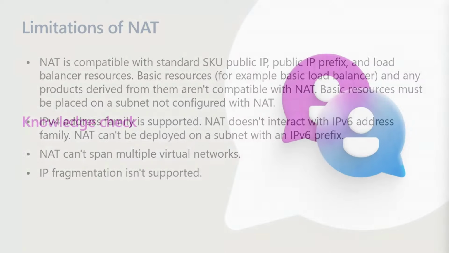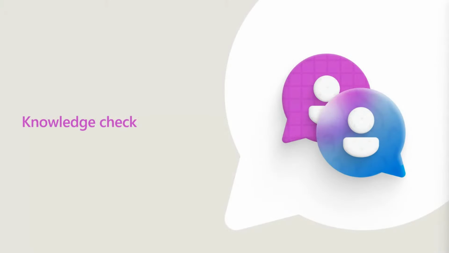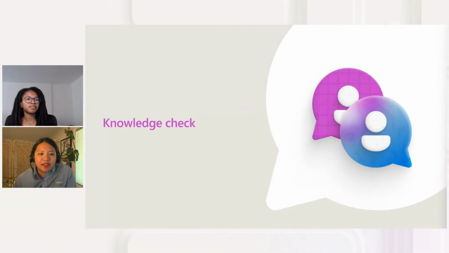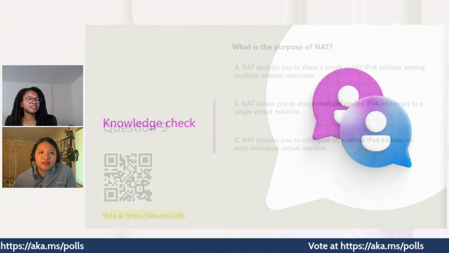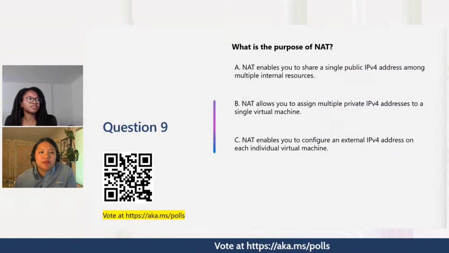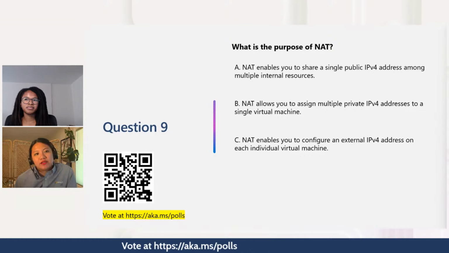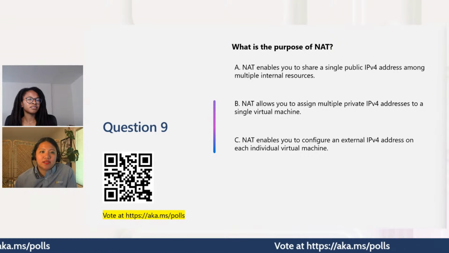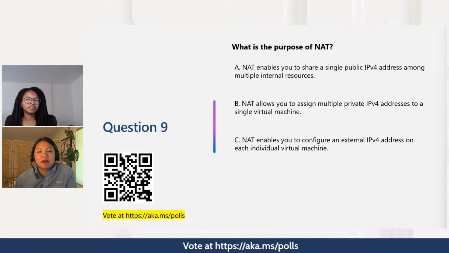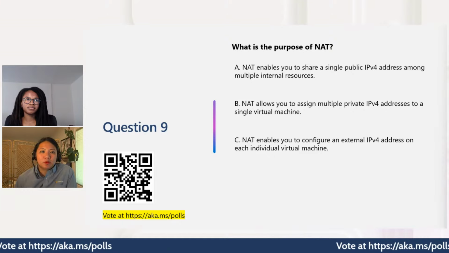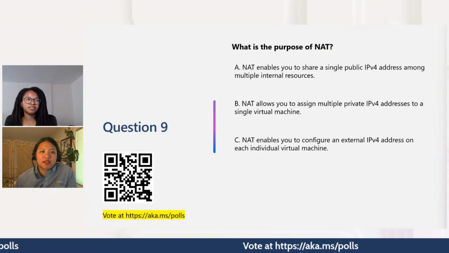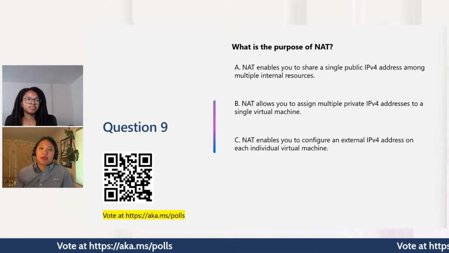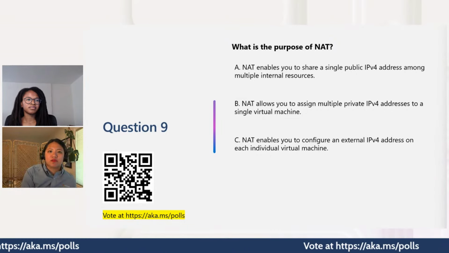So we have a couple of knowledge checks left in our last 5 minutes. The first one is, what is the purpose of network address translation? Your choices are: A, NAT enables you to share a single public IPv4 address among multiple internal resources. B, NAT allows you to assign multiple private IPv4 addresses to a single virtual machine. And C, NAT enables you to configure an external IPv4 address on each individual virtual machine.